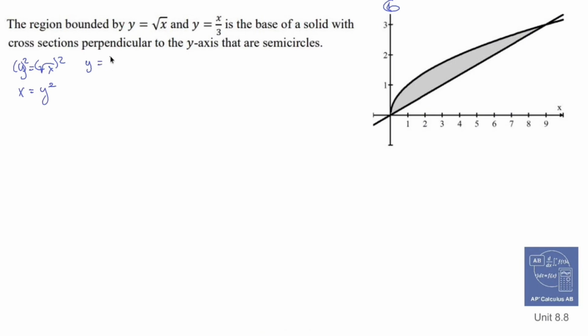Taking y equals x over 3 and solving that for x has me multiplying both sides by 3, and I get x equals 3y, no big deal. Okay, so if I pick one, it doesn't really matter which one. To find the diameter, if we're doing semicircles, the diameter is just one subtracting the other. So we'll do y squared minus 3y, why not? So the radius is going to be half of that. So half of y squared minus 3y.